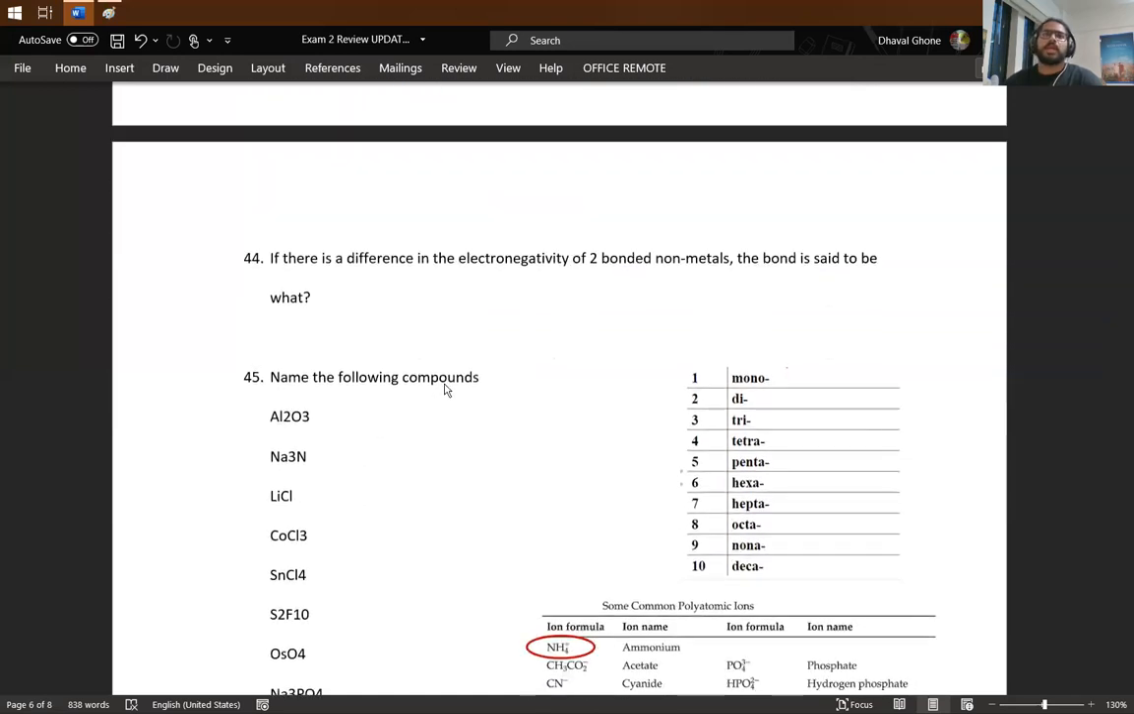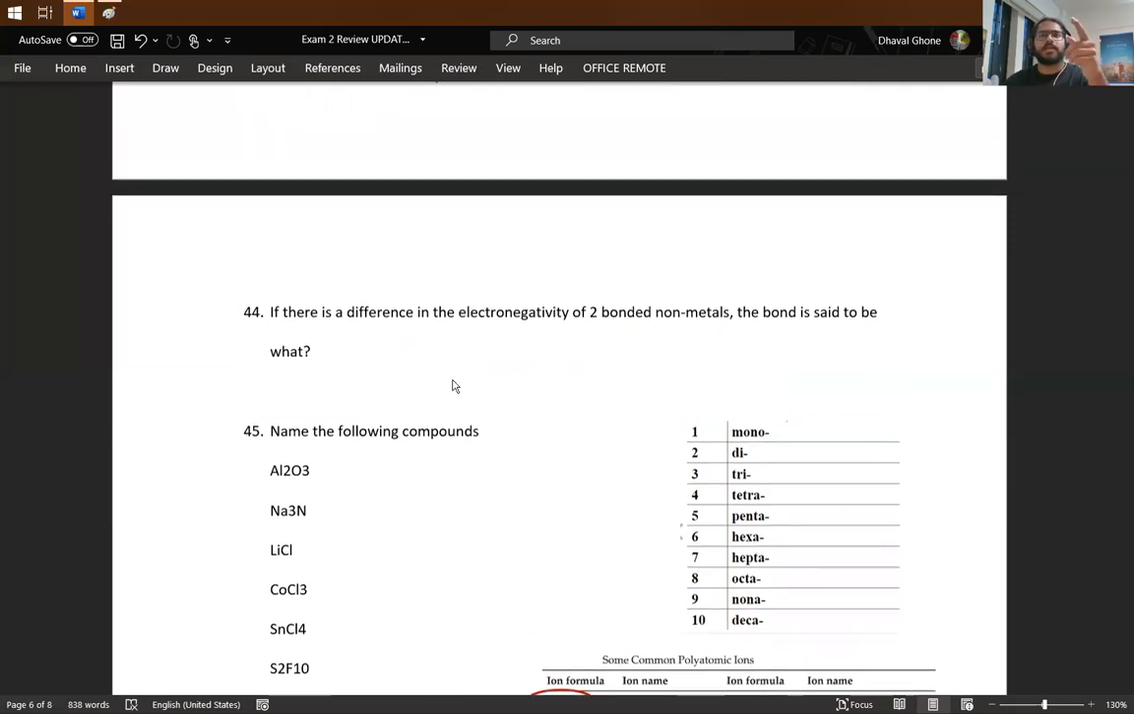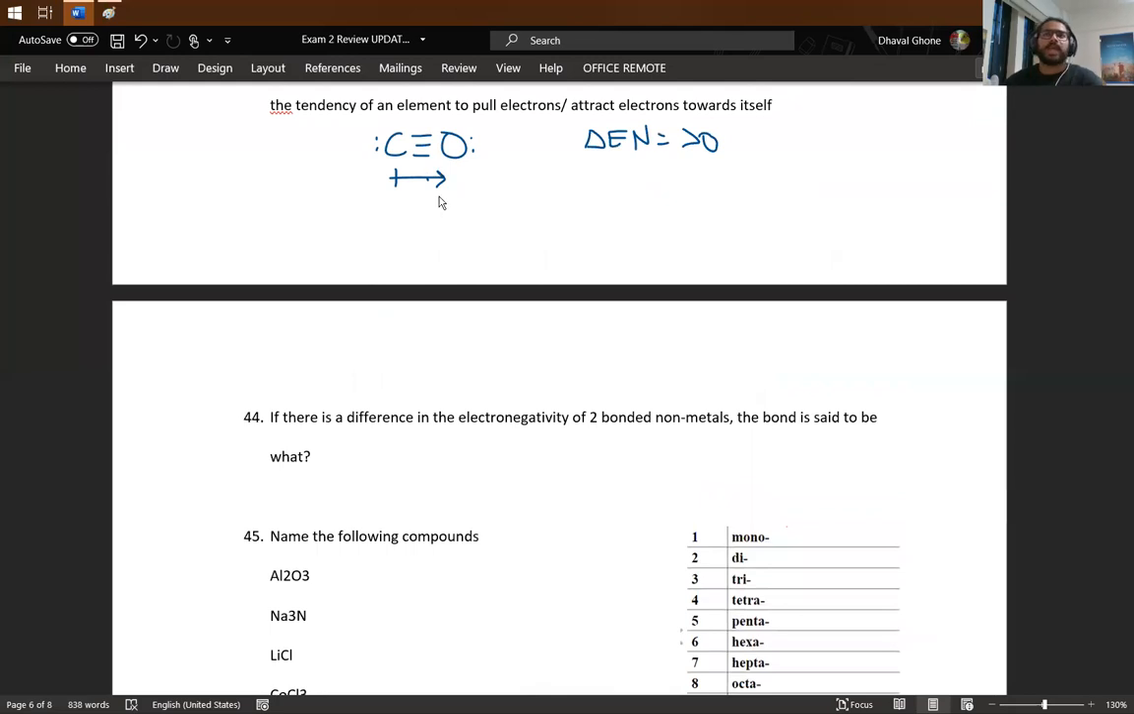Question 44. If there is a difference in the electronegativity of two bonded nonmetals, the bond is said to be what? And so that's the previous example. I have two nonmetals, and there is a difference in the electronegativity, and so this bond now has unequal sharing of electrons, and that bond is called a polar bond or a polar covalent bond.